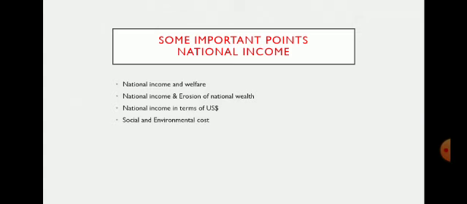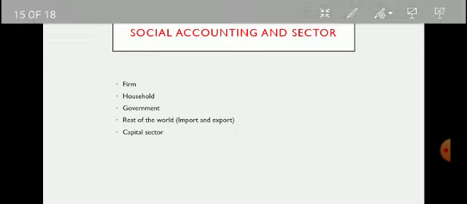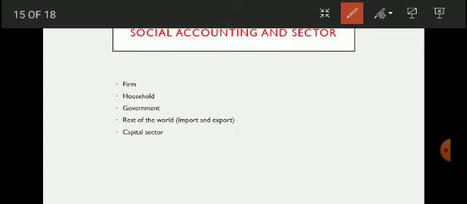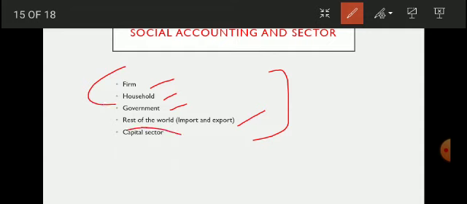Okay, next, social accounting and sector. Social accounting and sector and the circular flow model are similar. You can see here in the circular flow model, the two sector model, firm and household; three sector model, firm, household and government; four sector model, firm, household, government, and import and export. It's similar. Additionally, only the capital sector is one addition.